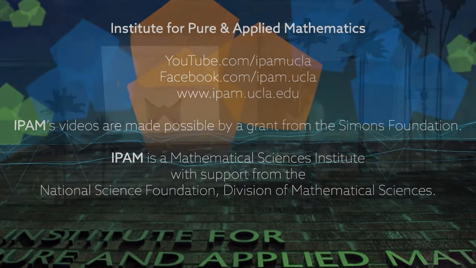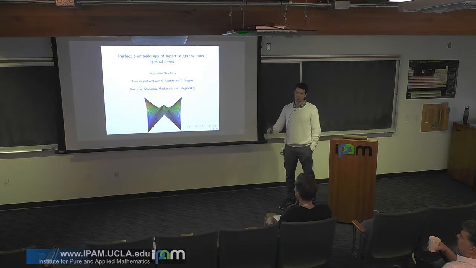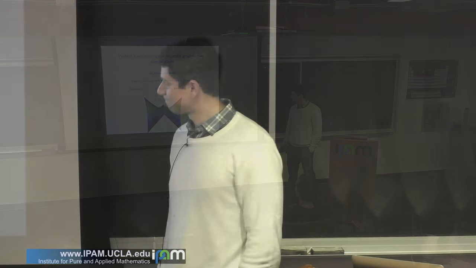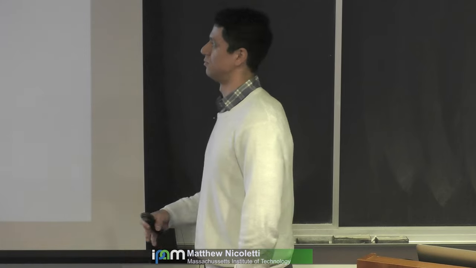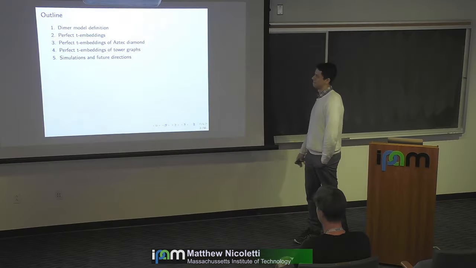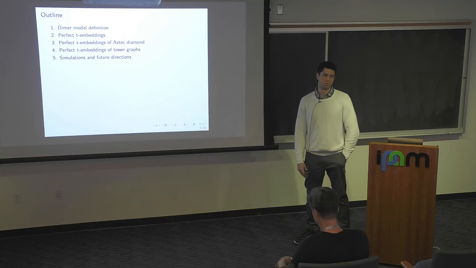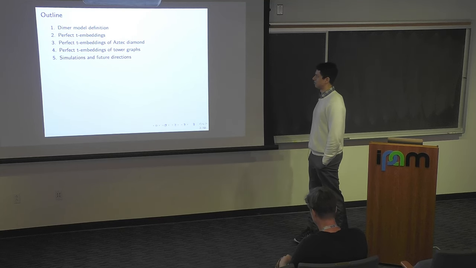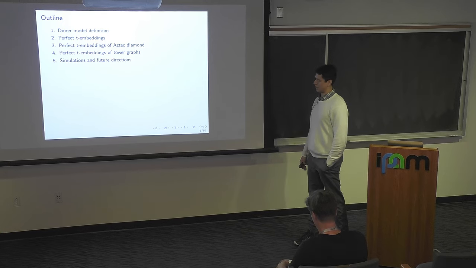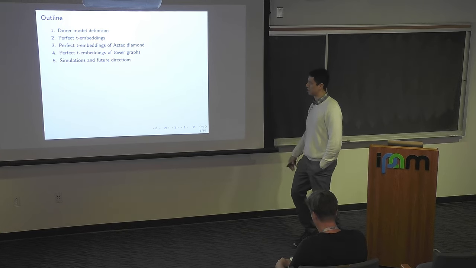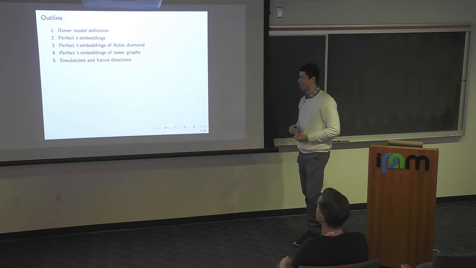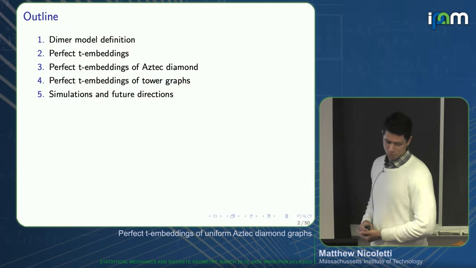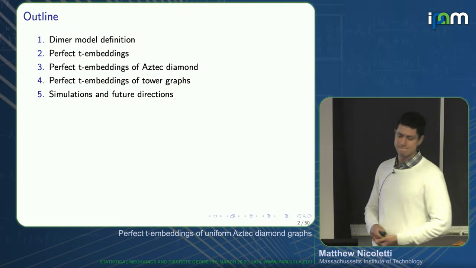Thank you so much. Yeah, so I'll be talking about perfect t-embeddings in two special cases. In this talk, I'll give a brief definition of the dimer model and a brief discussion of what's known and of what we're trying to achieve. Then I'll introduce and define perfect t-embeddings of bipartite graphs. And then I'll talk about perfect t-embeddings of Aztec diamond graphs and perfect t-embeddings of a different set of graphs called tower graphs. And then I'll show some pictures and discuss some future directions.